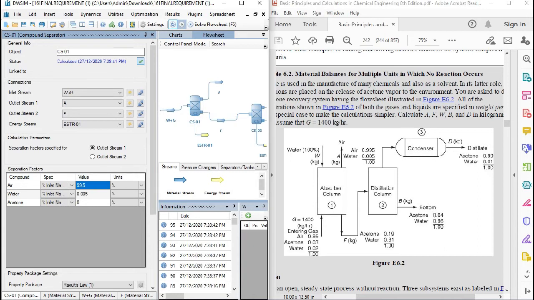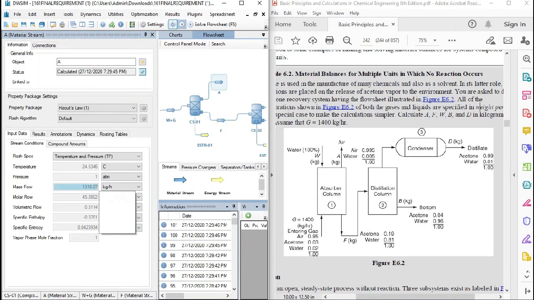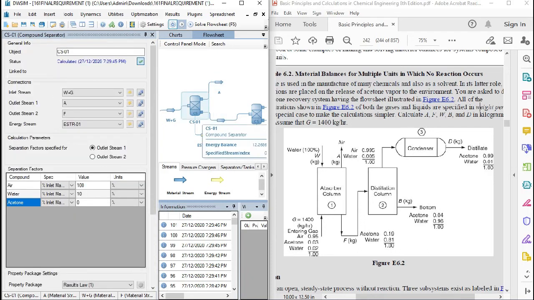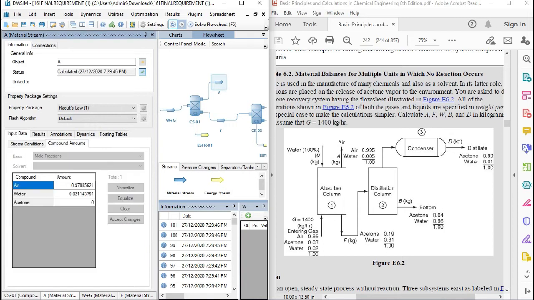Let us say we put 100% of inlet mass flow for air and a setting of 10 for water, then we could get pretty close, 1,318. So how do we know that we got the exact value? Well, it is based on the compound amounts. We got 97.89% of the weight percent of air contained in the A stream.